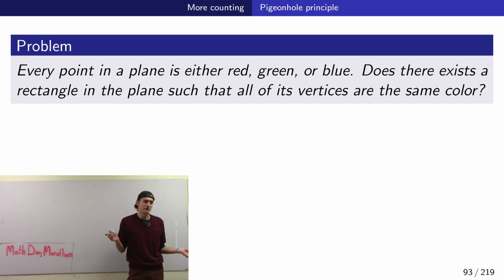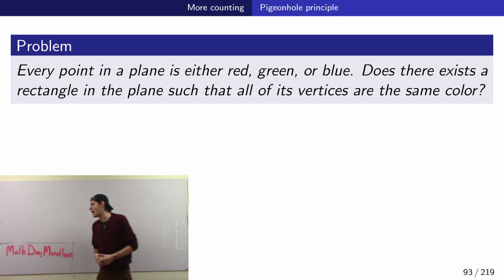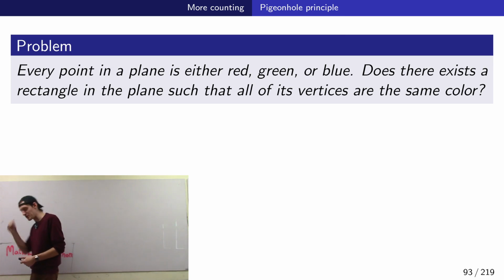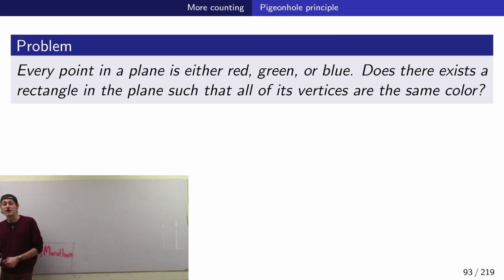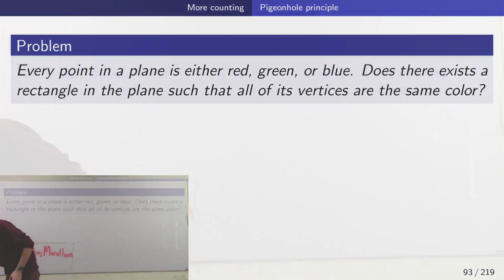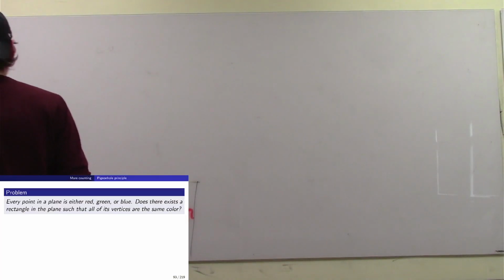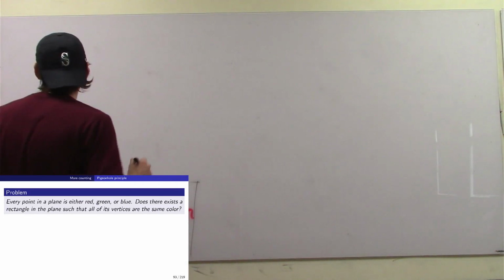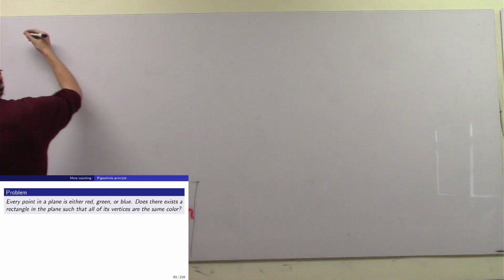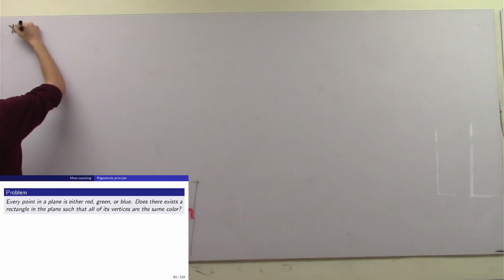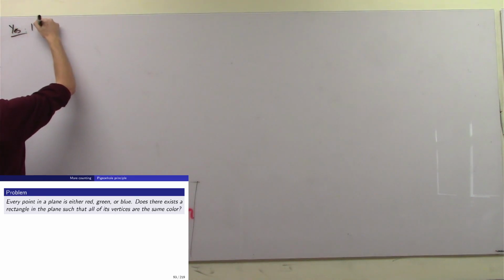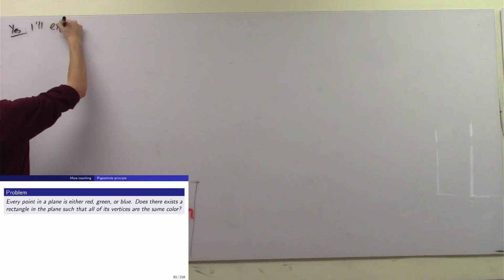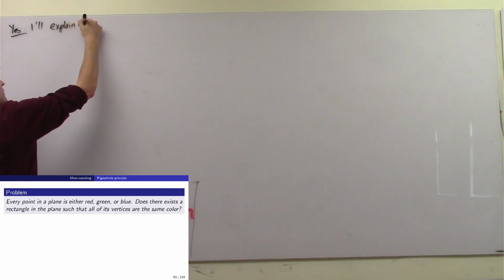And the answer, first, I think your answer might be maybe, and then you're like, well, it's a coin flip, yes or no. So you got a 50-50 shot. But with the pigeonhole principle, and even the generalized pigeonhole principle, we can have a definitive yes. So the answer is yes, and I'll explain why. That's sort of the name of the game.